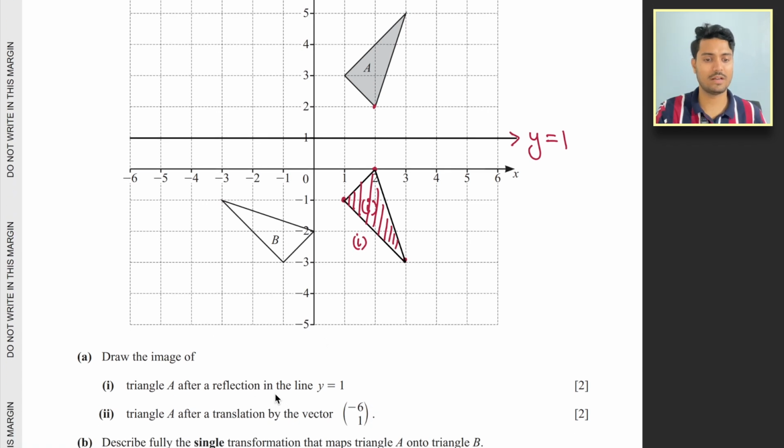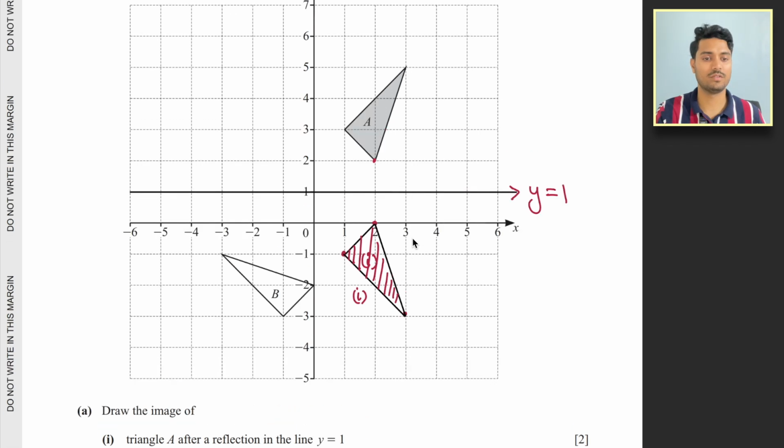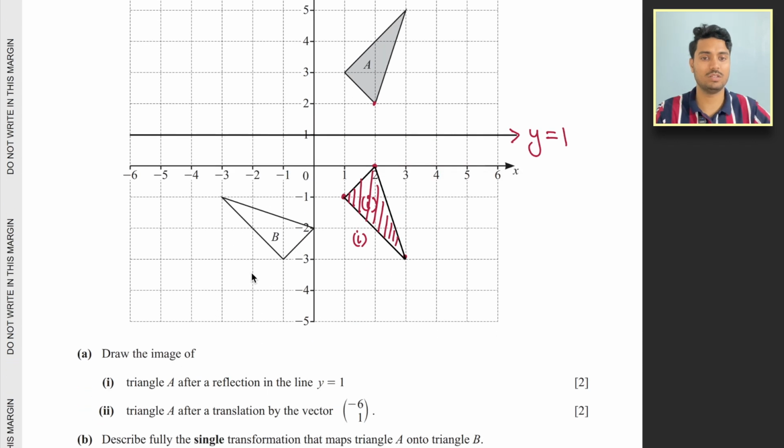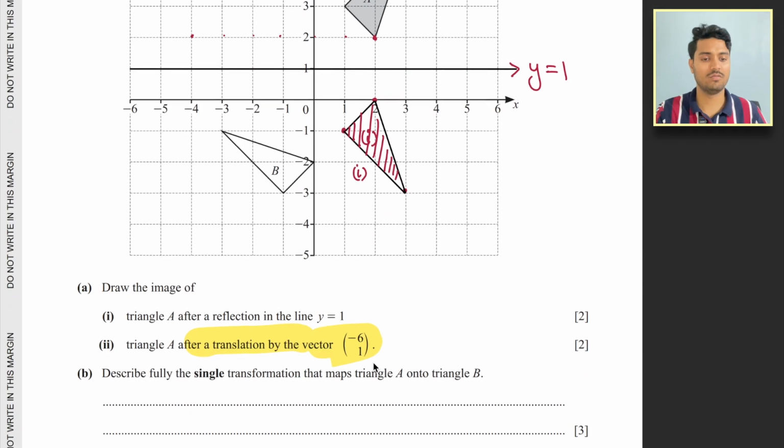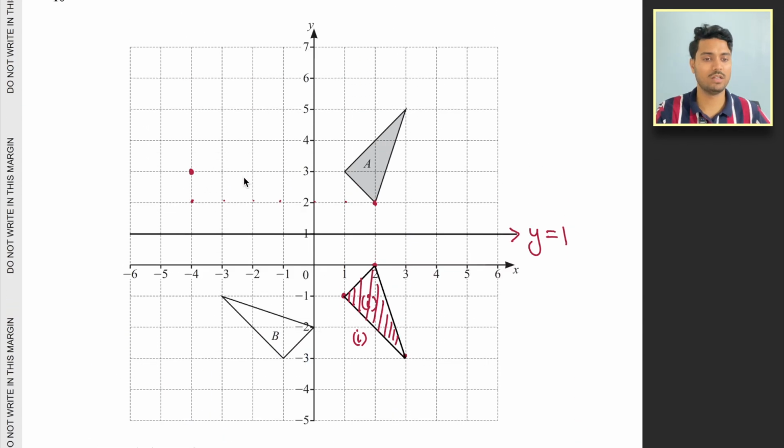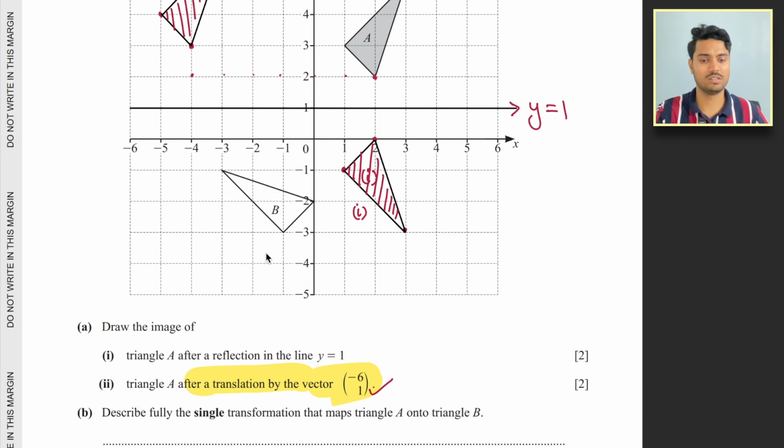Now it says triangle A after the translation by the vector minus 6 and 1. Minus 6 and 1 means 6 units towards the left. So let's say I'm counting from here: 1, 2, 3, 4, 5, 6 units from here, and 1 unit above. So here is the point. Another point is diagonally here, and then this point is 1, 2, 3, and 4 over here, and then you again join these points to get your translated triangle. This is the second part.